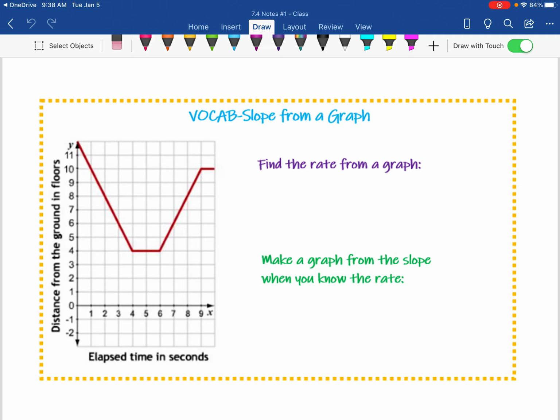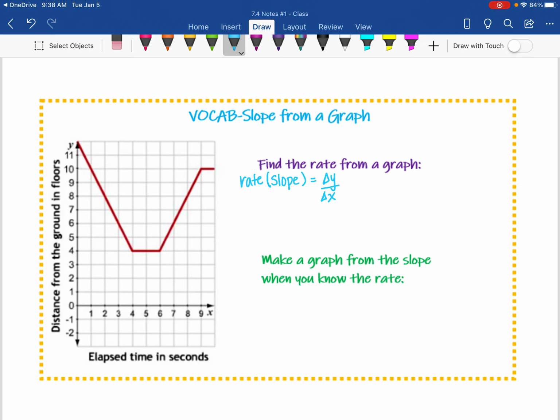of objects in motion. Okay, so when we're trying to find the rate, when we talk about the rate, we're talking about the slope. Okay, so rate is the same as the slope. It's just another word for it. And when we talk about finding that, remember when we found the slope, it was the change in y over the change in x. Okay, so how does that translate to a graph?